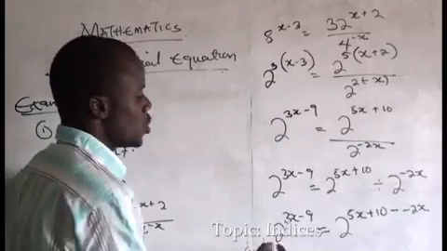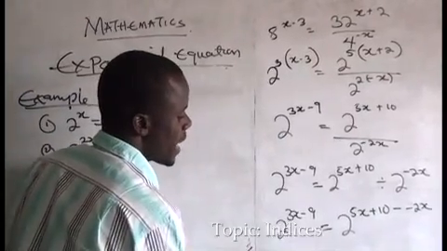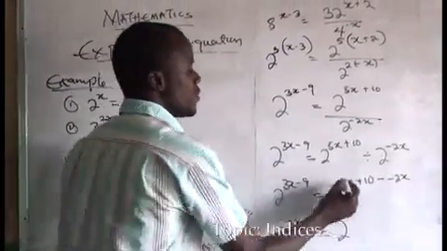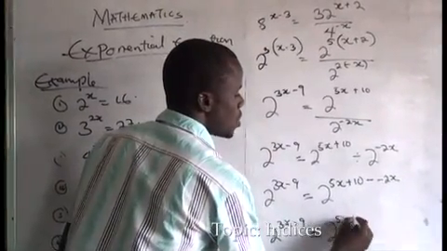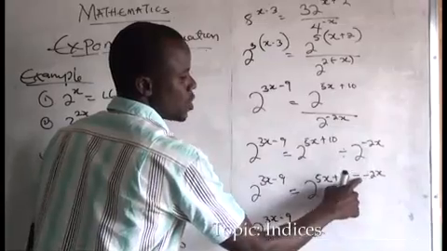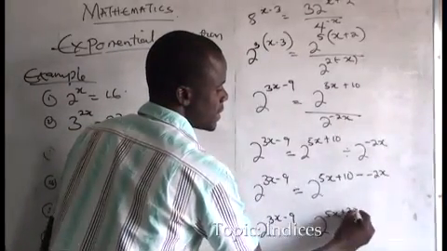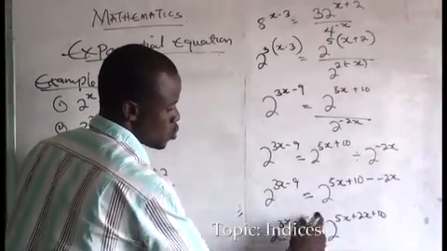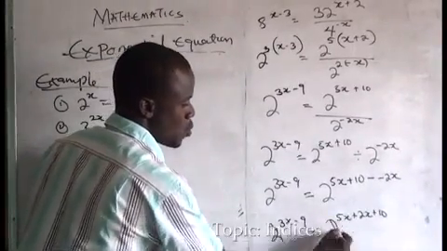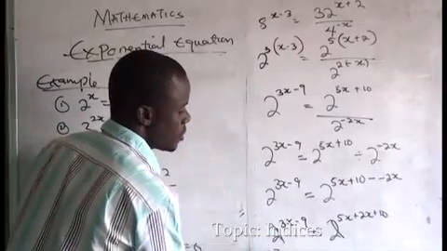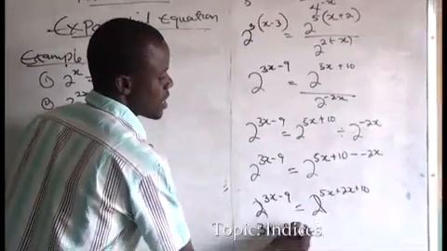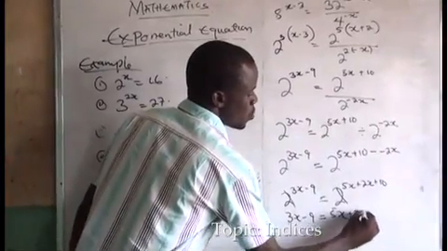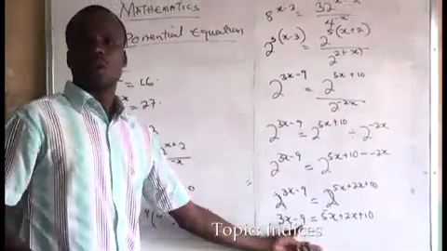So here we say 2 to the power of 3x minus 9 equals 2 to the power of 5x plus, here is plus, then we say plus 2x, then plus 10. Then all in all here, we now equate the bases. 2 goes with 2. Then here we have 3x minus 9 equals 5x plus 2x plus 10. Then we collect like terms.